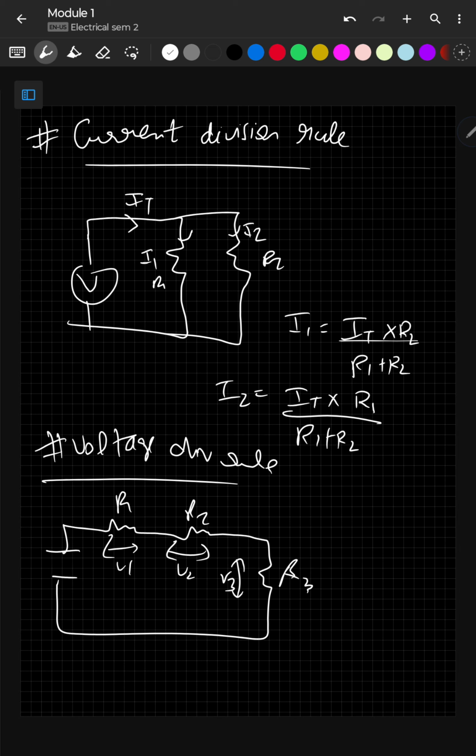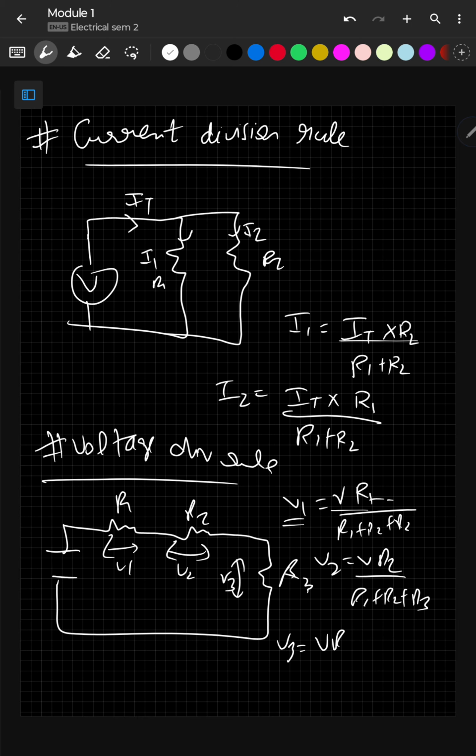Now V1 will be what? V total, some supply V will be there, that's going to be V into R1 by R1 plus R2 plus R3. Notice how here we take V1 means R1 only. We are not taking R2 or R3. Similarly, V2 means V R2 by R1 plus R2 plus R3. V3 means V R3 by R1 plus R2 plus R3.